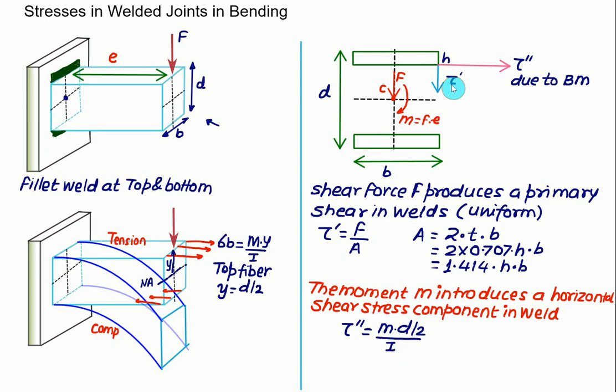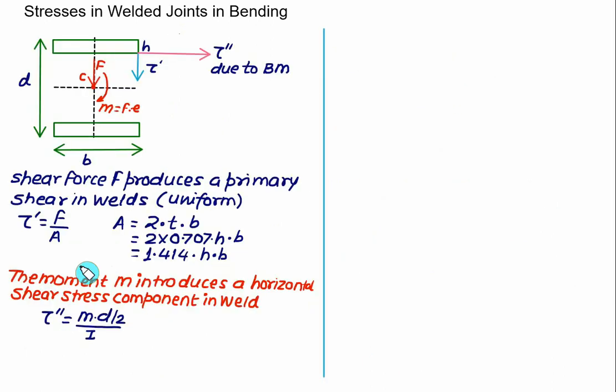And now from this figure we have tau prime and tau double prime. They are perpendicular to each other. So we can calculate the maximum value of the shear stress by using the Pythagoras theorem. We can calculate tau prime, the primary shear stress due to the force F divided by area. We have area equal to 1.414 times H multiplied by B, where B is the weld length. And the moment M introduces a horizontal shear stress component, which follows our flexure formula. So in this case we have tau double prime equal to M into D by 2 divided by I.